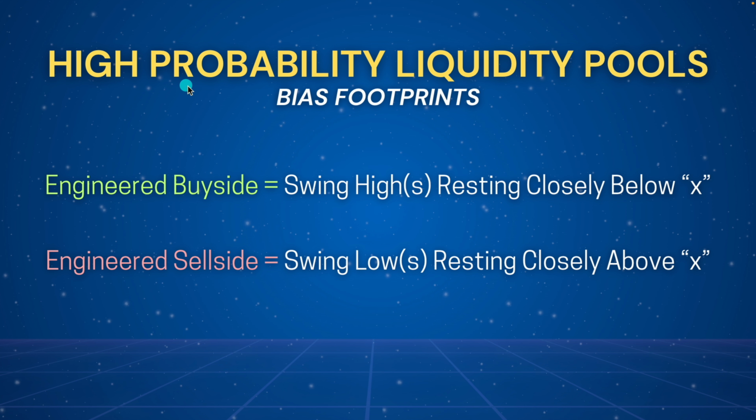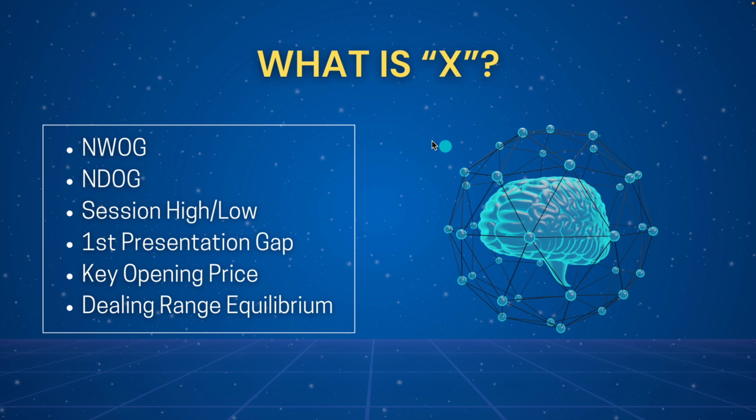But how can we identify high probability liquidity pools? Engineered buy side, that's how I refer to it also, are swing highs resting closely below X. Engineered sell side are swing lows resting closely above X. So what is X? A new week opening gap, a new day opening gap, a session high or low, first presentation gaps, key opening prices, and dealing range equilibrium. Now today, with the chart examples, we're not going to go through every single example and look at, okay, there's a high probability liquidity pool in close proximity to the new day opening gap and the session high and the first presentation, all of these.